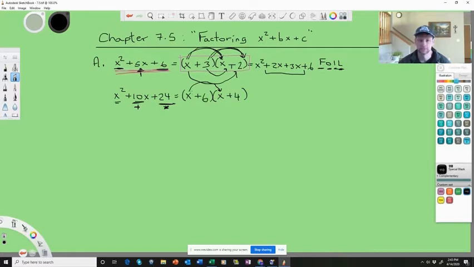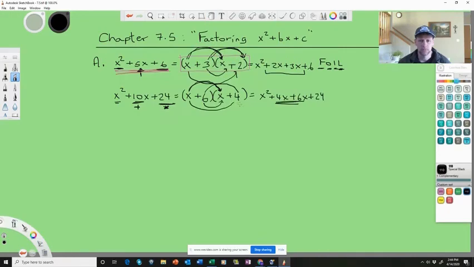Now we can check it. x times x gives you x squared. x times 4 gives you 4x. 6 times x gives me 6x. And 6 times 4 gives you 24. These guys combine together to make 10, so I know I'm right.